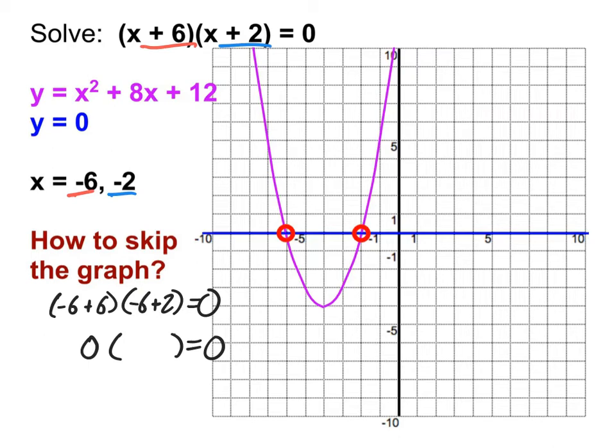Well, what's 0 times anything? 0. You notice, it doesn't even matter what that is. No matter what it is, 0 times that will equal 0. Now, in this particular case, it would happen to be -4, but that doesn't really matter. All we care about is that since they're multiplying by each other, 0 times anything gives us 0.